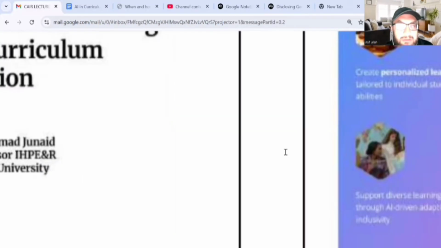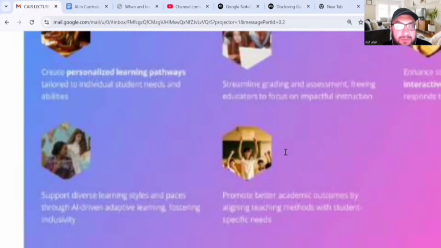In this session, curriculum innovation with AI. I'm so sorry for the bad screen visibility, but that is the content already organized and I can change it. So what is the use of AI?